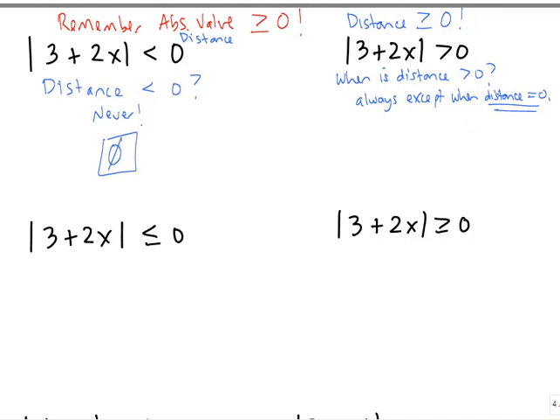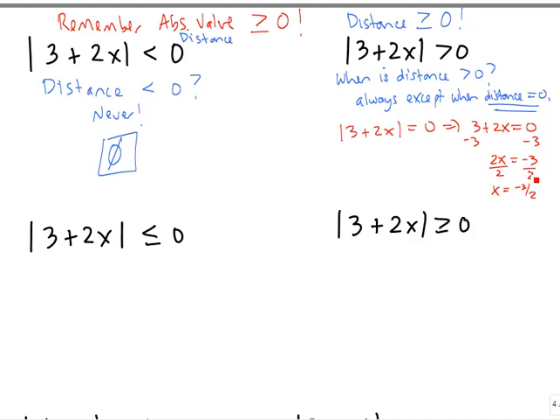So the way that you find out when your distance is going to equal 0 is you take your absolute value and you set it equal to 0. And when is 3 plus 2x in absolute value going to equal 0? That's going to equal 0 when the inside stuff is 0. So when 3 plus 2x equals 0. If we solve this, this is the only algebra that we have to do, solving here for x, we get x equals negative 3/2.